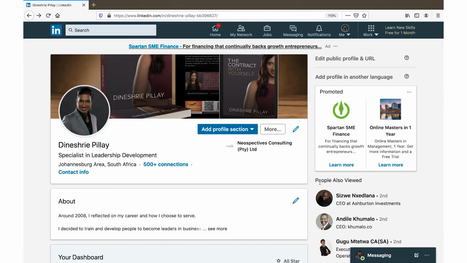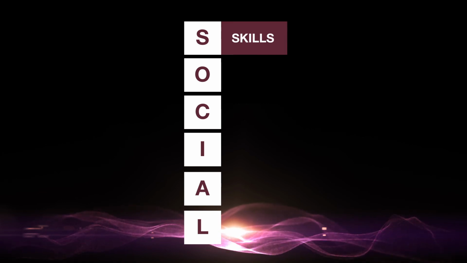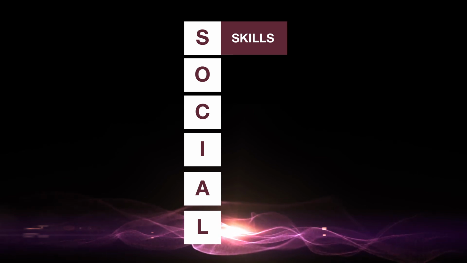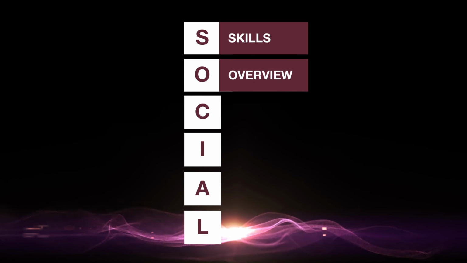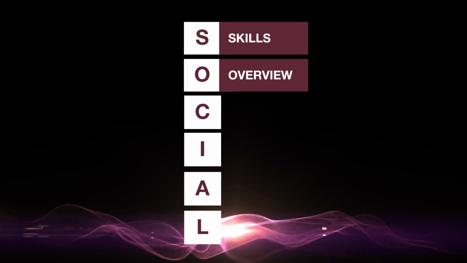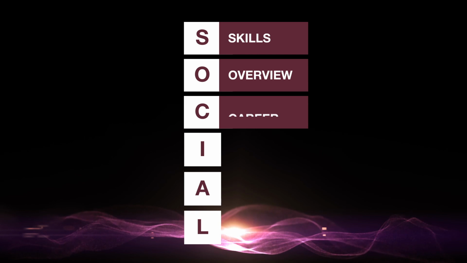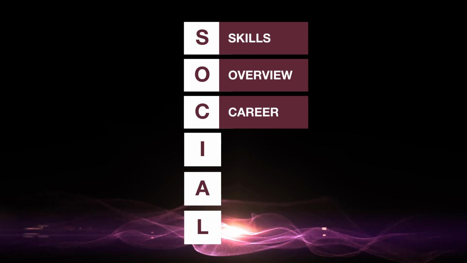So in summary, the 6 steps to create your LinkedIn account. The S stands for skills. Have at least 30 skills, which is a mix of technical skills and interpersonal skills. The O stands for overview, which is that first section of your profile: picture, your overview, and that 50-plus connections. The C stands for career, and that is a summary of your work experience.